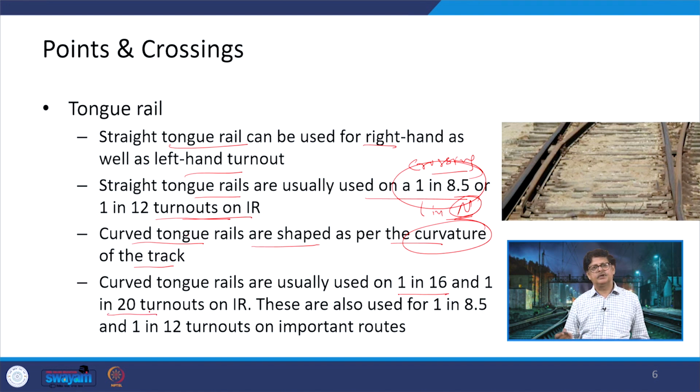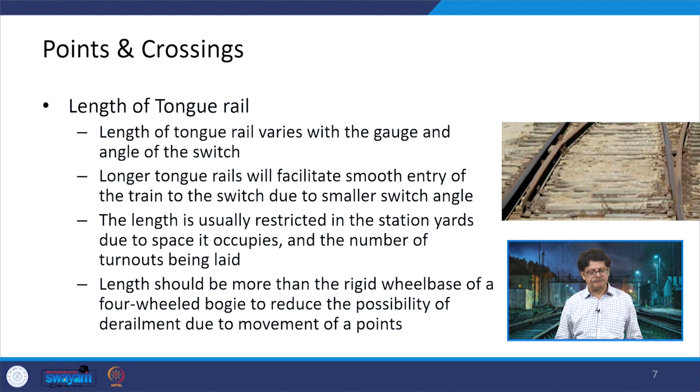That means here we are talking about basically the higher category of turnouts, and these are usually used with high speed conditions and high density conditions of traffic. These are also used in 1 in 8.5 and 1 in 12 turnouts on important roads. Otherwise, in the rest of the cases, 1 in 8.5 and 1 in 12 turnouts are going to be there in most of the tracks. Wherever high speeds are there, we can go for 1 in 16 and 1 in 20 turnouts.